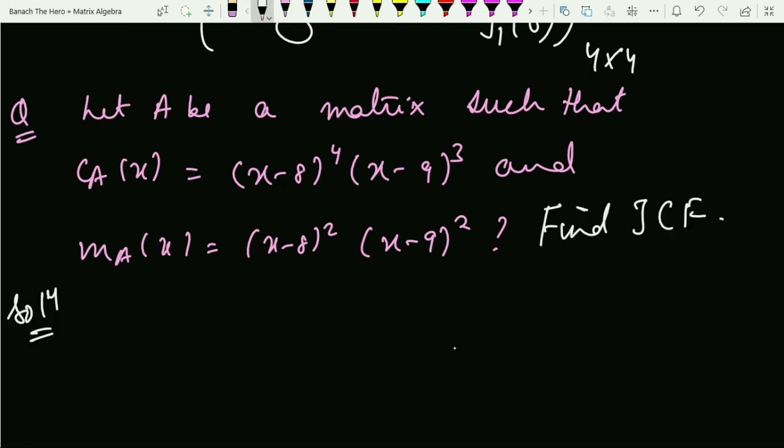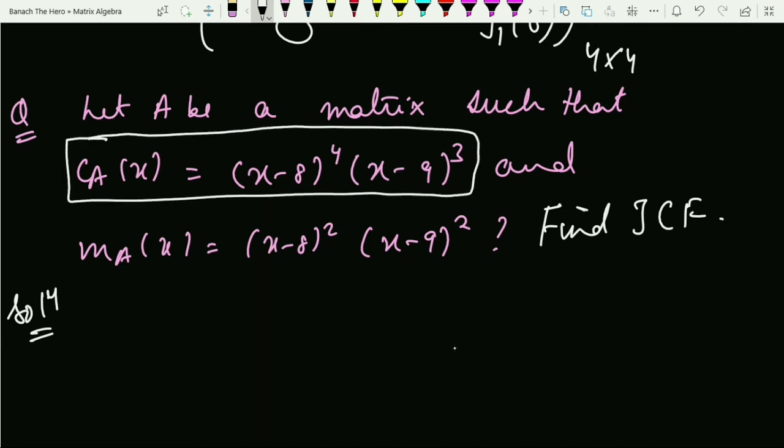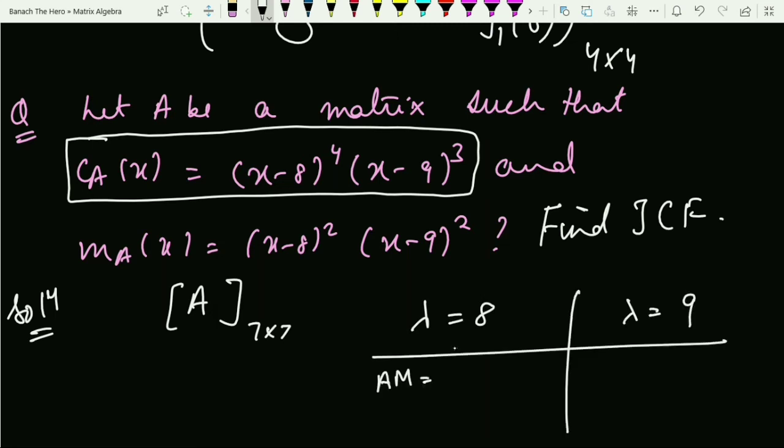First of all, seeing the characteristic polynomial, I can tell what will be the size of this matrix. Clearly the size of the matrix will be 7 cross 7. Another thing I can comment on looking at the characteristic polynomial is that we have two eigenvalues, lambda equals 8 and lambda equals 9. The AM corresponding to 8 is 4 and the AM corresponding to 9 is 3. Those are the observations I can make from the characteristic polynomial.